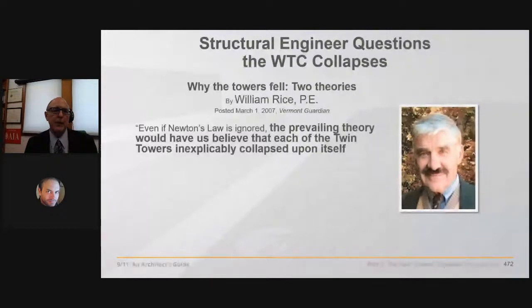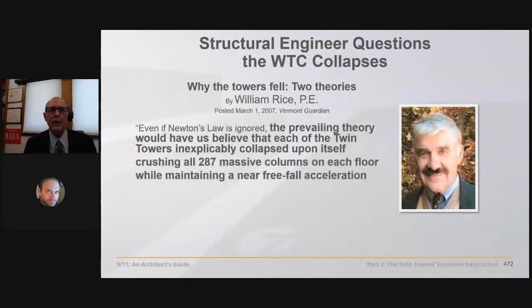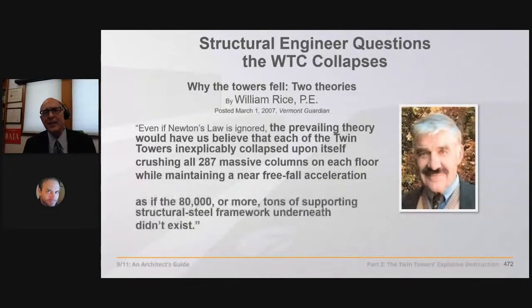"The prevailing theory would have us believe that each of the Twin Towers inexplicably collapsed upon itself while crushing all 287 massive columns on each floor while maintaining a near free fall acceleration, as if the 80,000 or more tons of supporting structure steel framework underneath didn't even exist."